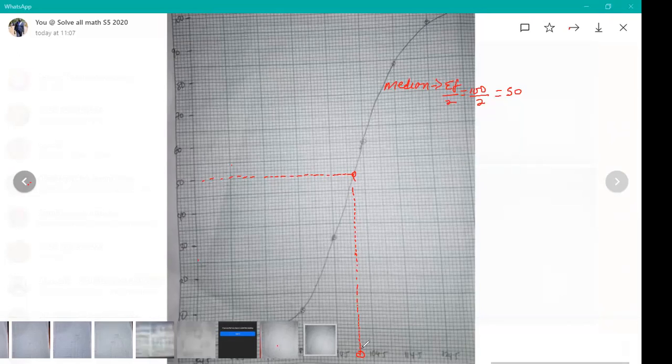Okay? Now, can we refer to the number of the median last time? What did we get? We got 101. We got 101, eh? You see, we are in the same range, okay?